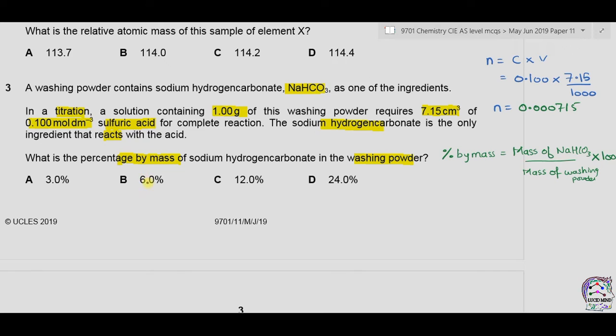Now we can write the balanced chemical equation between sodium hydrogen carbonate and sulfuric acid. NaHCO3 reacts with H2SO4 to form sodium sulfate along with water and carbon dioxide.